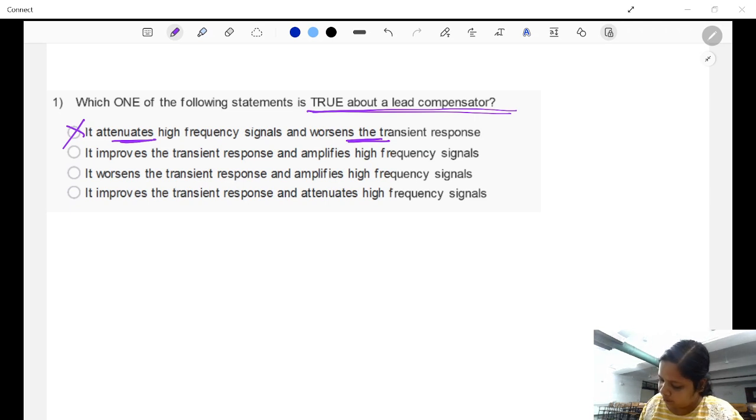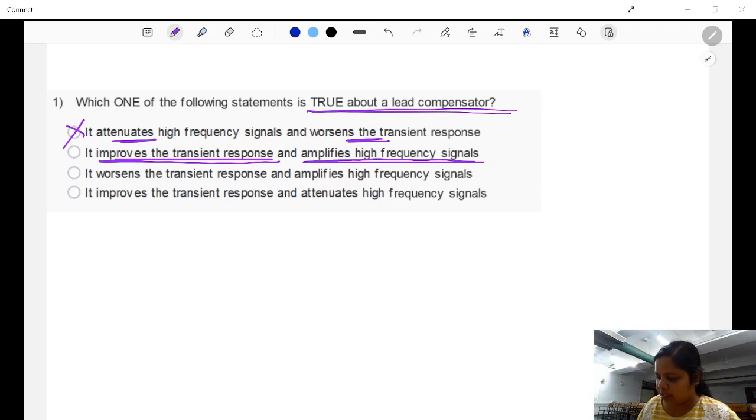Let's move to the second option. It improves the transient response and amplifies high frequency signals. Okay. So definitely in our case, we already saw that it improves the transient response and amplifies high frequency signals because it acts as a high pass filter. So it is more prone to noise. So this is the correct option for the first question. Okay.